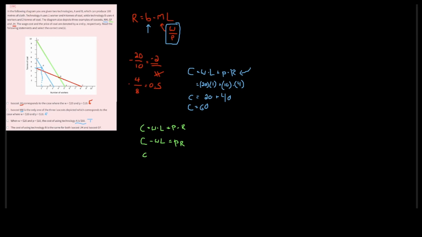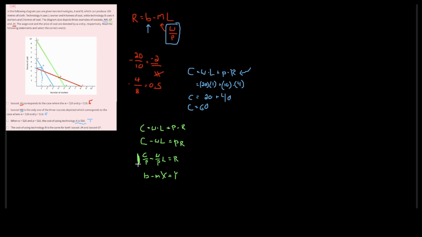Then, continuing to isolate the R, we divide everything by P. So what do we get? We get C over P minus W over P times L equals R. Again, just to make sure we're clear, this is just saying B minus MX equals Y, where X is our horizontal variable, Y is our vertical variable, M is the slope, W over P. In this case, we've just defined our vertical intercept as C over P.